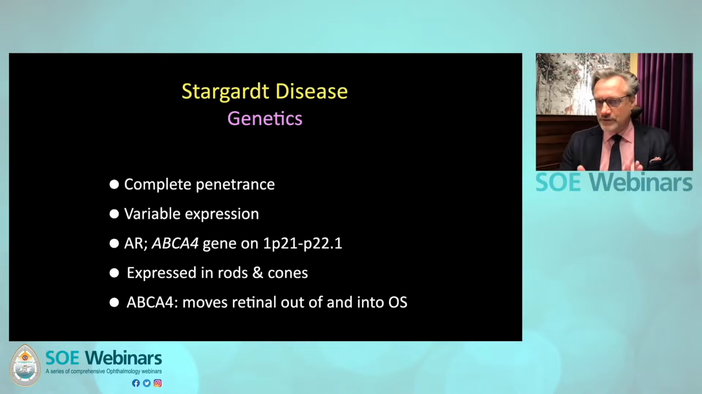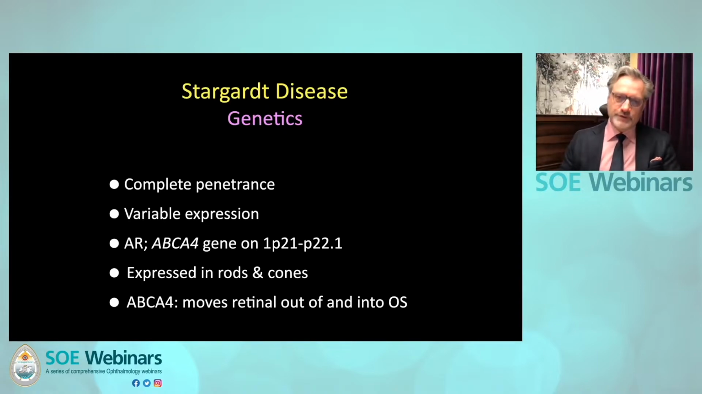So this is a genetic condition that is always due to mutations in both copies of the ABCA4 gene. It is an autosomal recessive condition, so finding just one mutation in one copy of ABCA4 is not good enough.